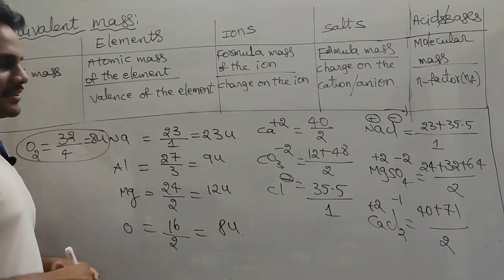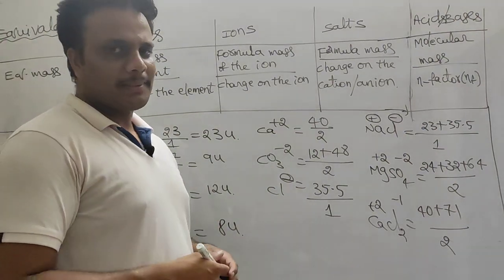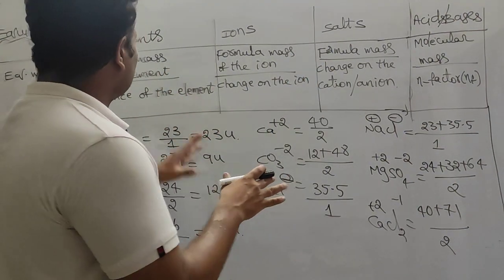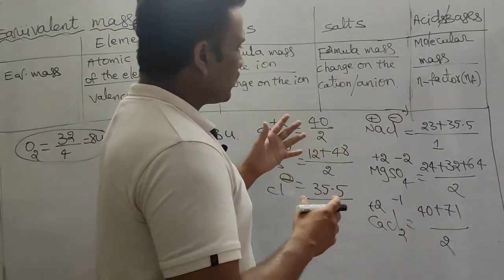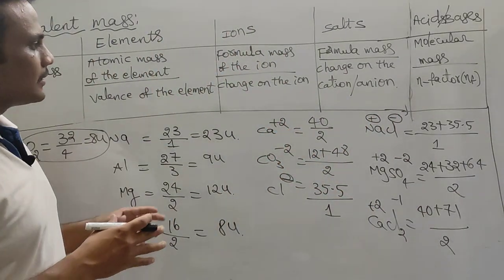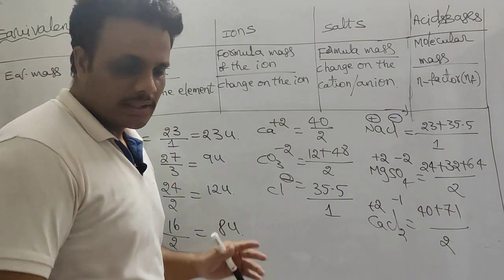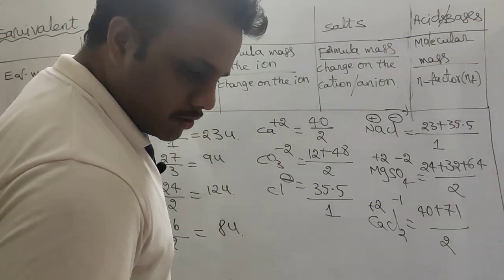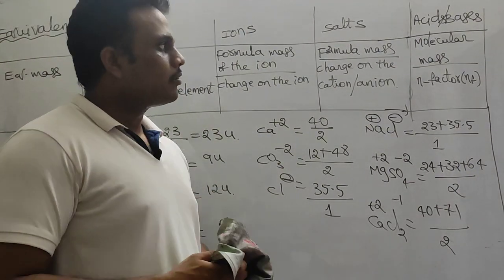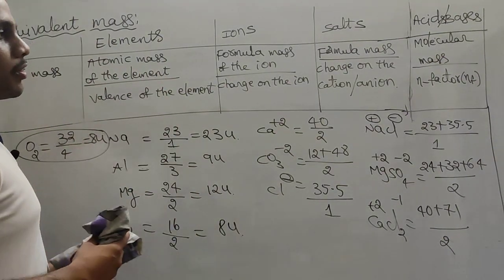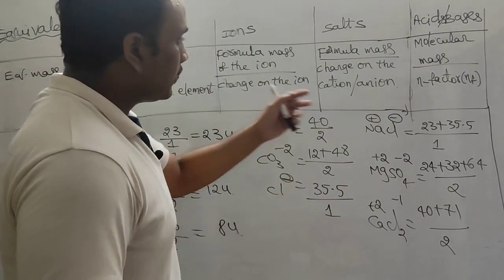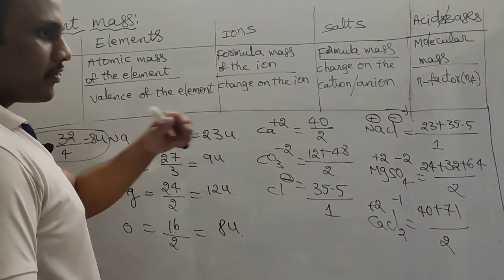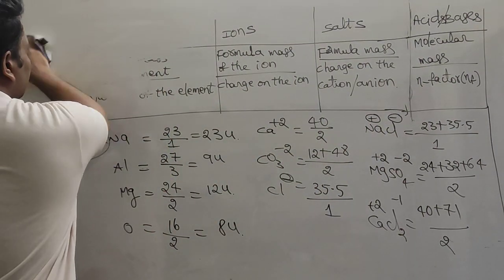So this is very useful information, because all types of species, elements, ions, salts, acids, and bases, are covered in a single tabular form. Now let me explain how to calculate the n factor of acids and bases, because that is going to play a very important role in the calculation of equivalent mass of acids and bases.